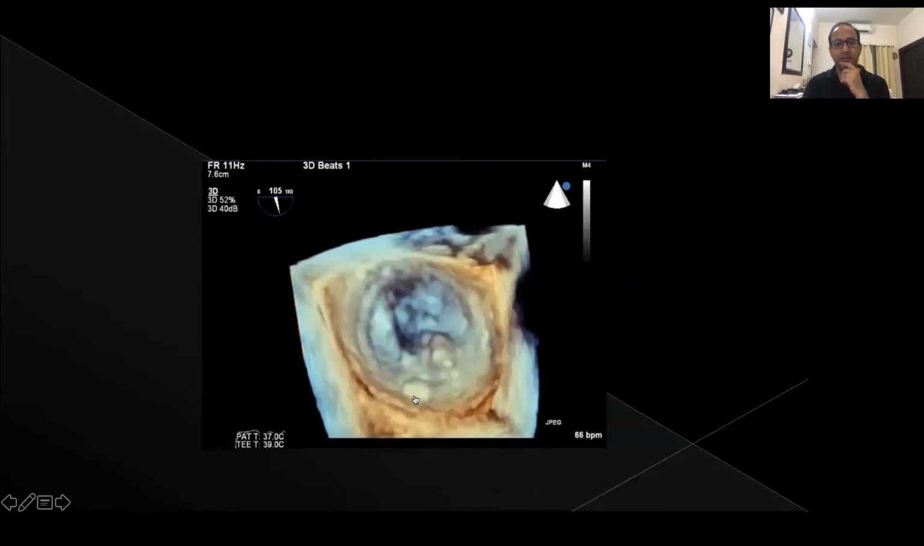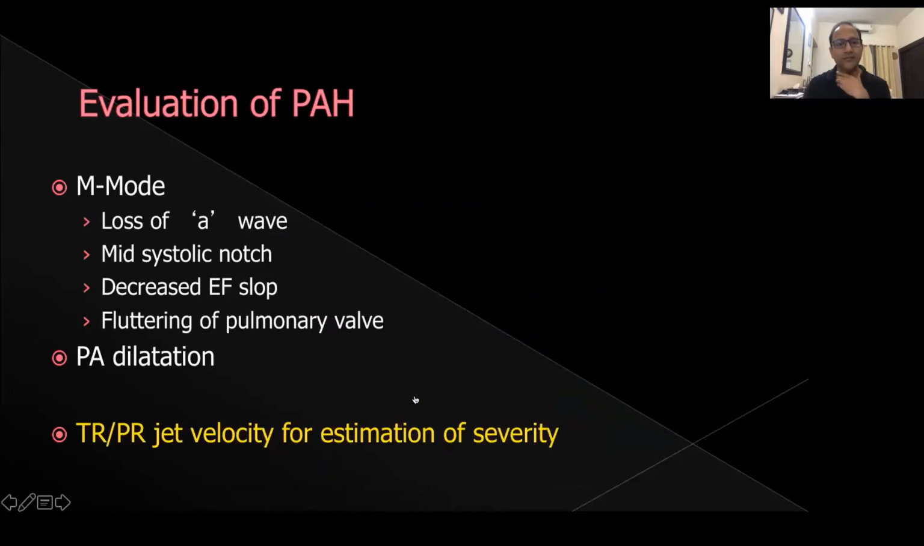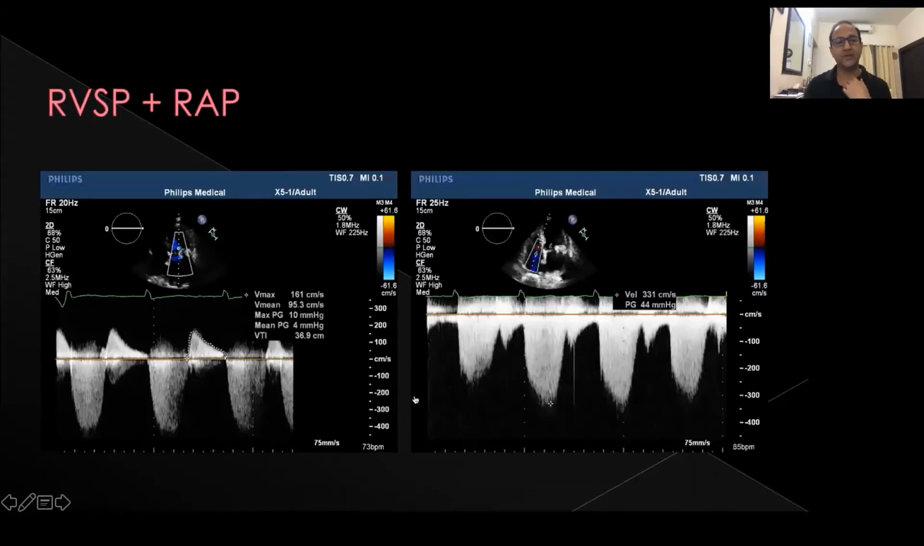This is the same image. Then a very important thing is the evaluation of pulmonary hypertension. Now, the simplest way is to look at the TR jet. So you have mitral stenosis, the gradient is about 4. But if you look at the PA pressures, they're very high.